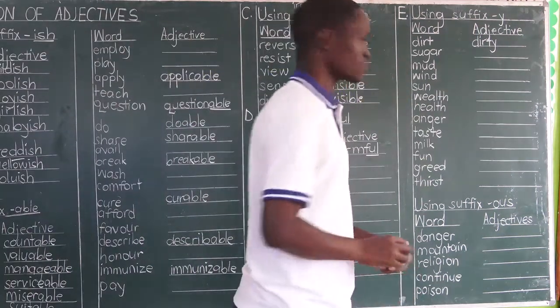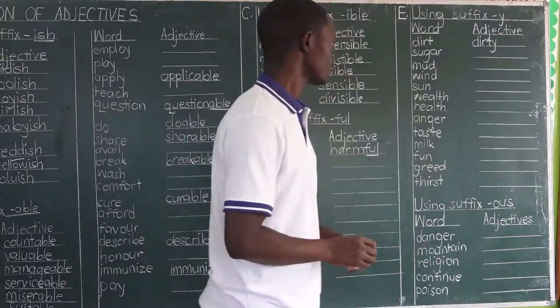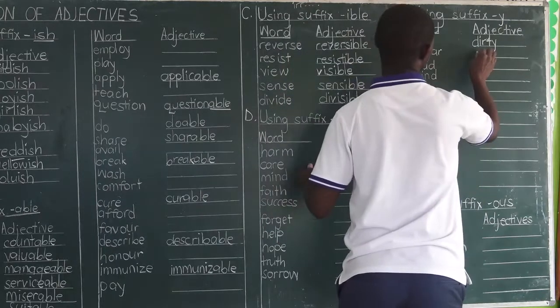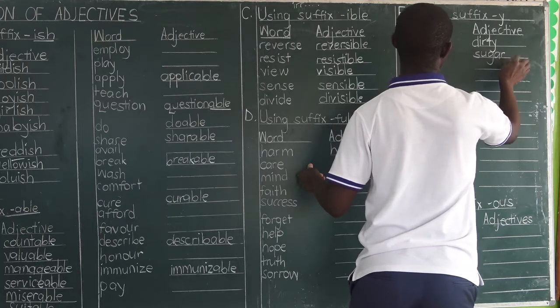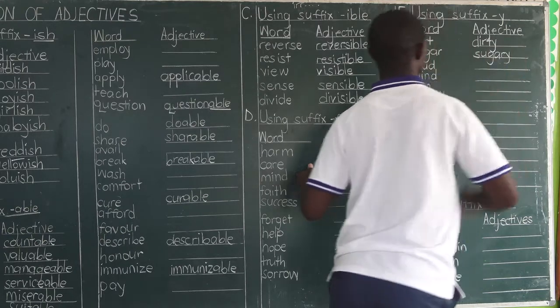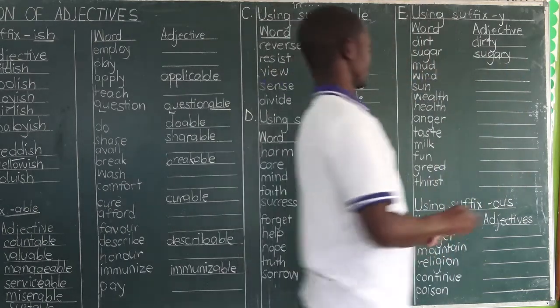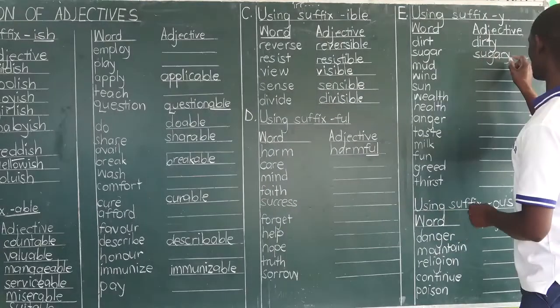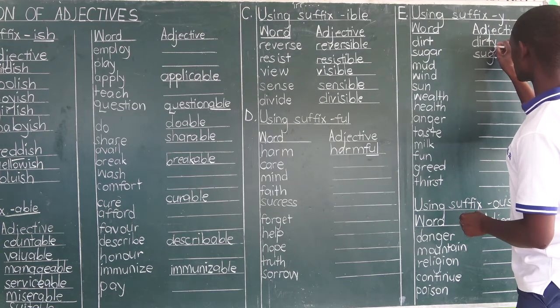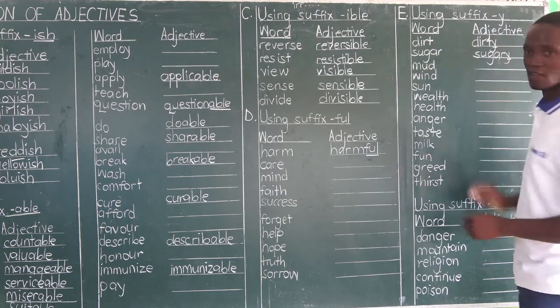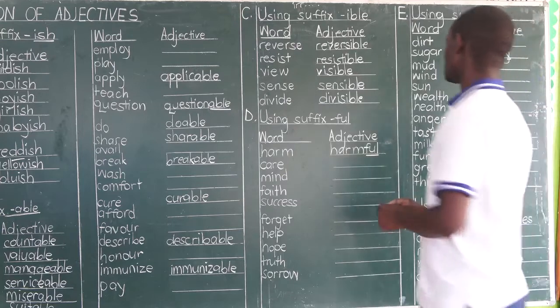So our next word is sugar, which changes to this: S-U-G-A-R plus Y. Sugar. We have written sugar first, then we have added the suffix y. Here we have written that first, and we have added the suffix, which is y in this case.